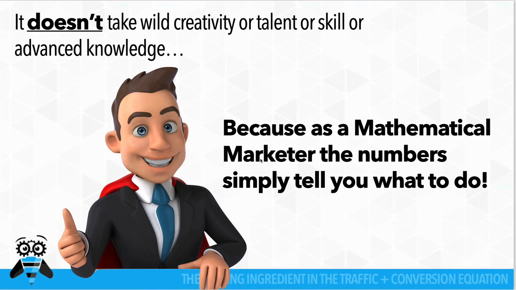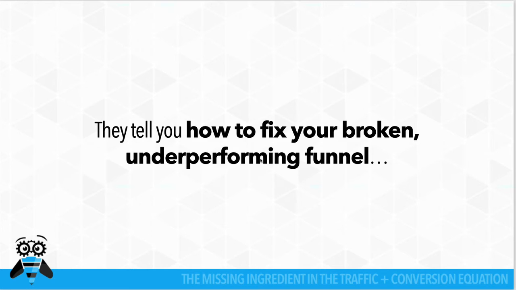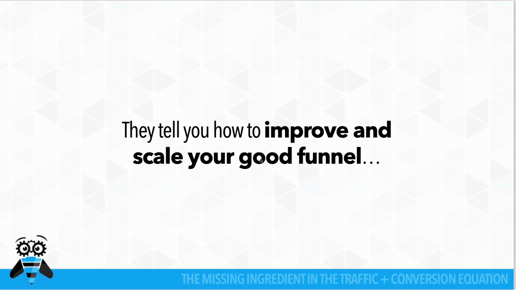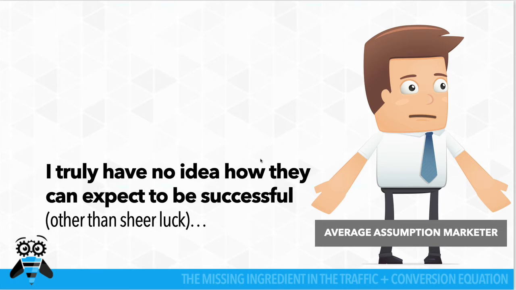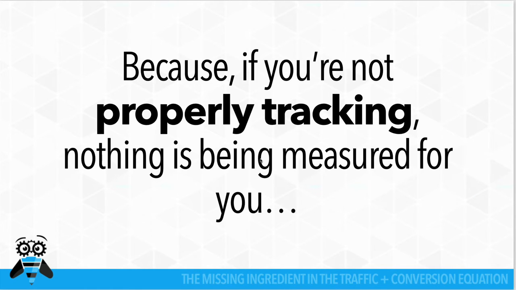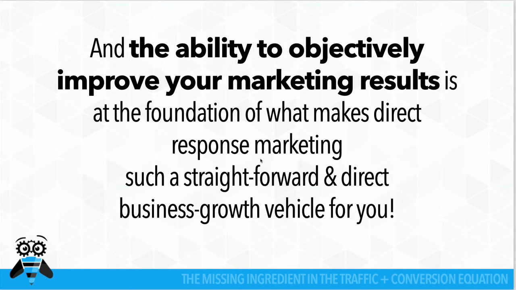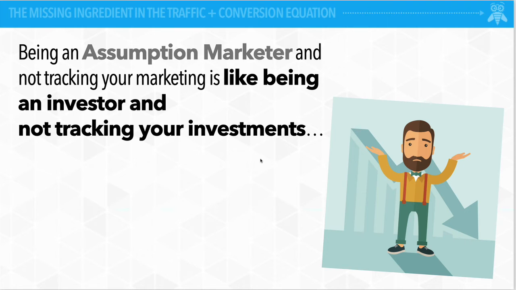When you operate as a mathematical marketer, it doesn't take wild creativity, talent, skill, because as a mathematical marketer, numbers simply tell you what to do, what's broken, what to fix, what to improve, how to make more money, all of that stuff. Yet for the online marketers not tracking everything in their marketing, they have no idea how they can expect to be successful, what to do, what to say, because they're using subjective feelings, opinions, all that. You can't confidently improve anything. You don't have the ability to objectively improve your stuff.